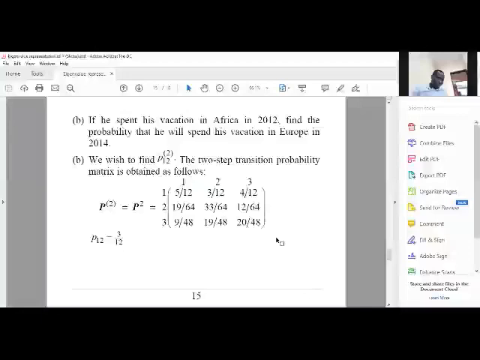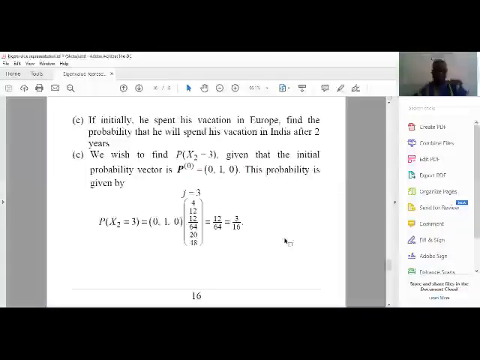Great. So let's move to question C. Are you seeing question C? Yes. Good. Initially he spent his vacation in Europe. Find the probability that he will spend his vacation in India after 2 years.